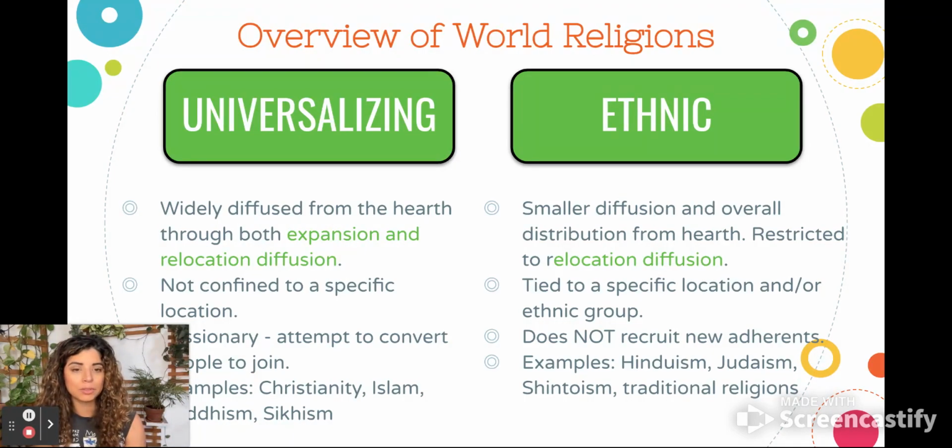So some examples would be Hinduism, Judaism, Shintoism, and some other traditional religions that are not widely practiced, so more localized religions. So universalizing, they believe everybody should be part of it, and they actively spread their religion, whereas ethnic, you are born into them, and they do not actively recruit.